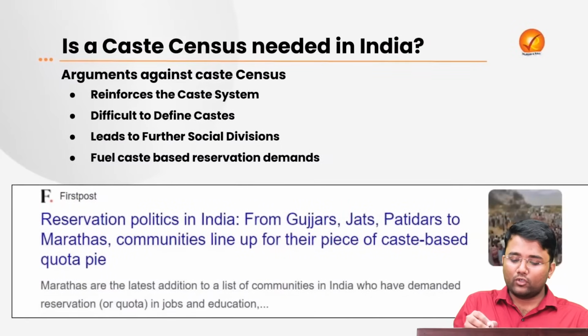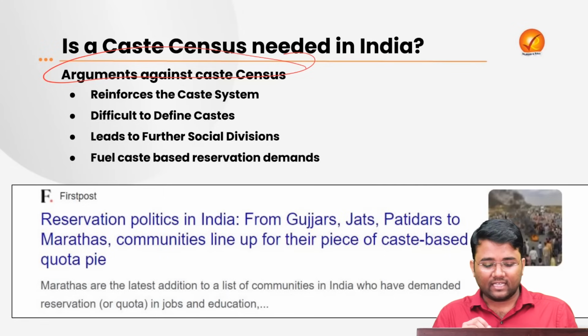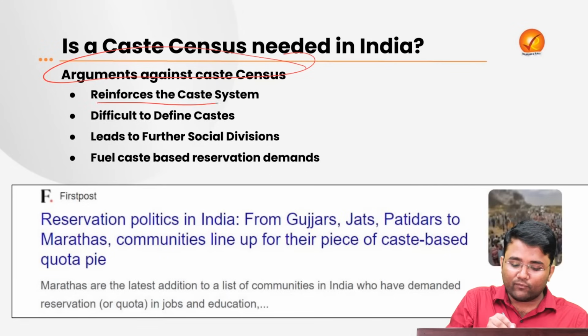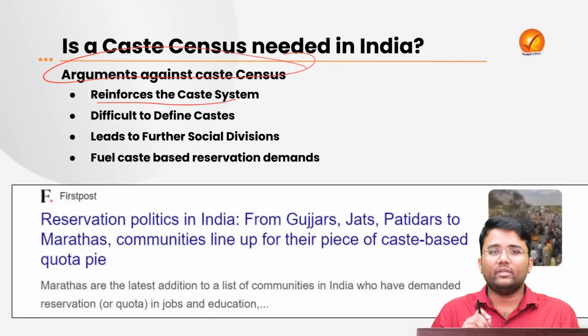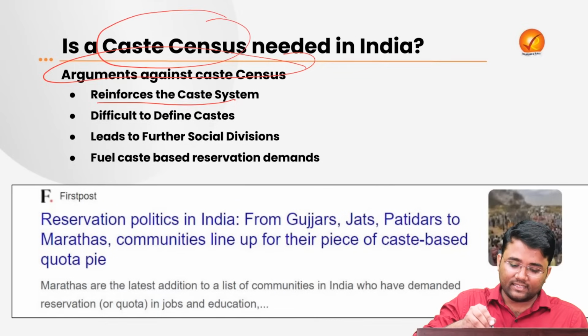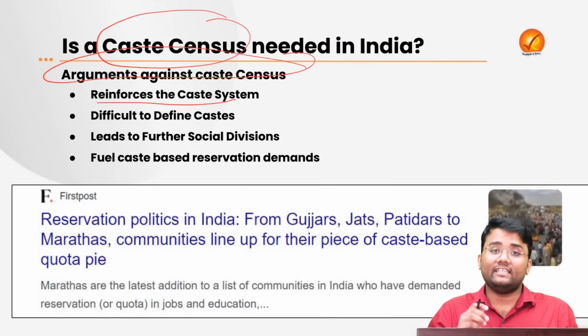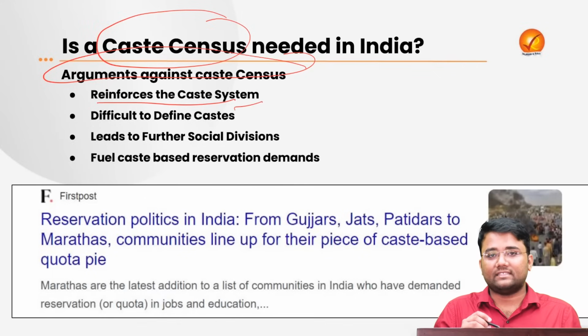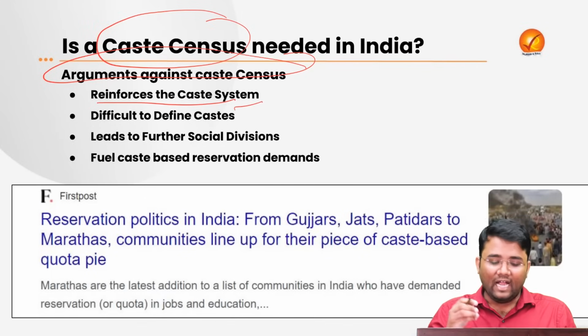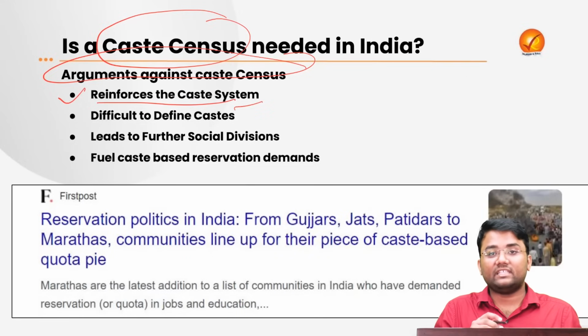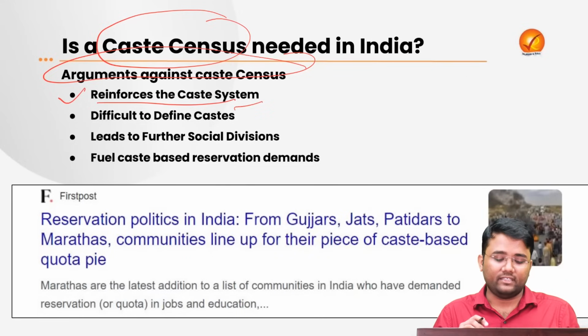If we talk about the arguments against the caste census, one is that it again reinforces the caste system, that caste is already very discriminatory. If we go for the caste census, experts believe that it actually reinforces the caste system. It realizes the importance of caste, and caste-based discrimination can further increase in society.